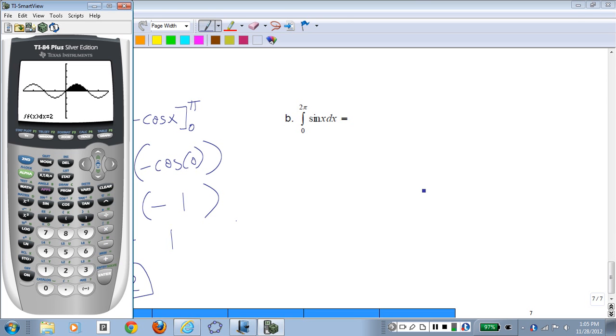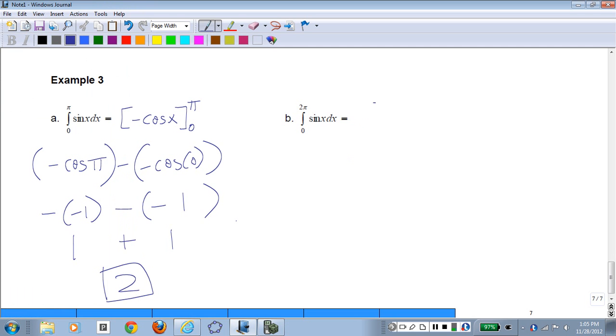What if we go from 0 to 2 pi? It's going to be 0. The total area bounded by the curve and the x-axis would be 4. But the 2 up above and the 2 down below will offset each other, and it's going to be 0.